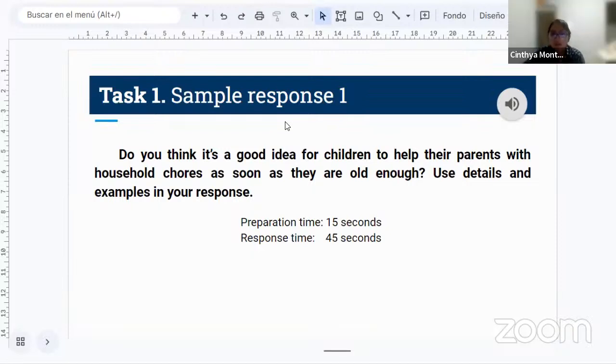Do you think it's a good idea for children to help their parents with household chores as soon as they are old enough? Use the task and examples in your response. Great, thanks, Cynthia. Now, the question itself here, it says, do you think it's a good idea for children to help their parents with household chores as soon as they're old enough? So the question is, do you think that this is a good idea? Now, what do you guys think? What are your possible ways to answer this question?